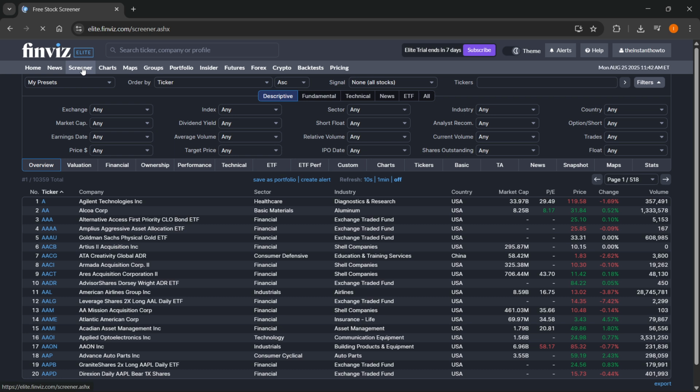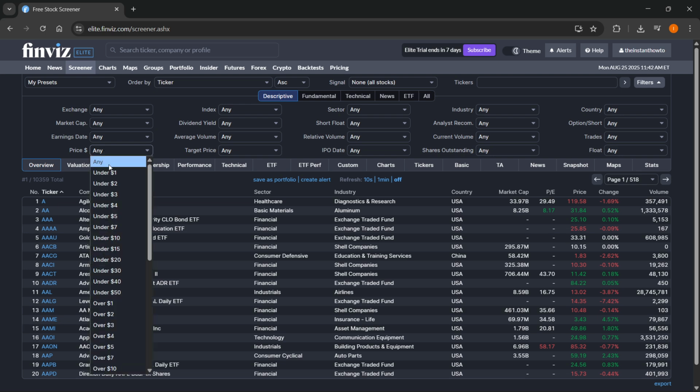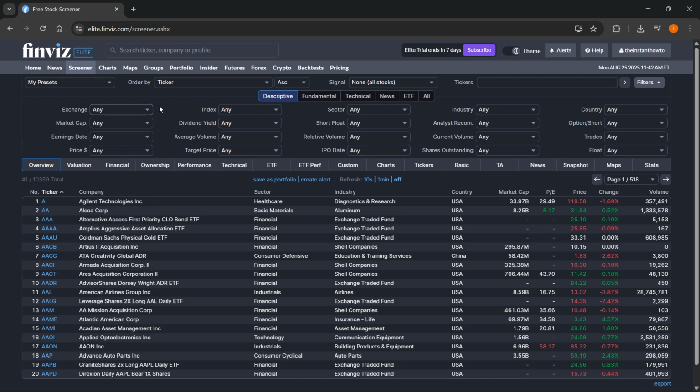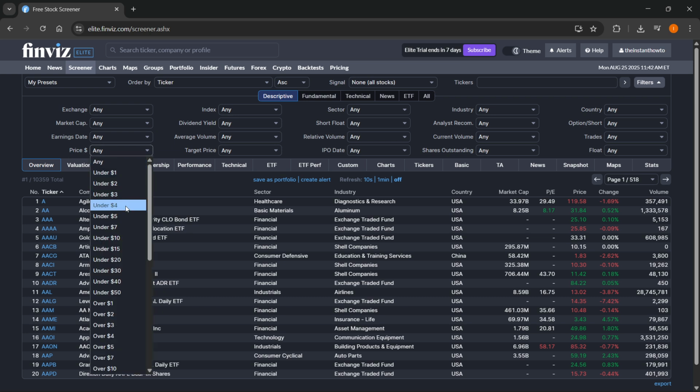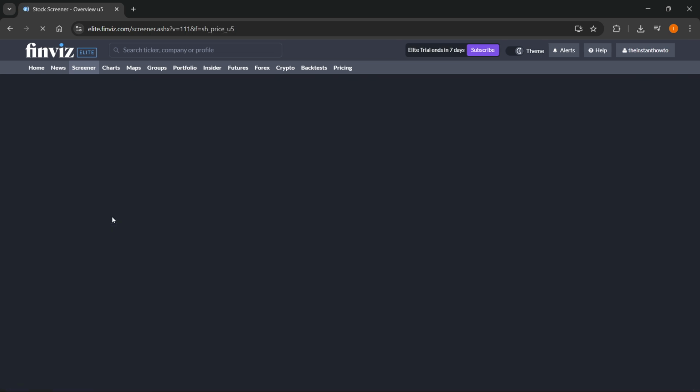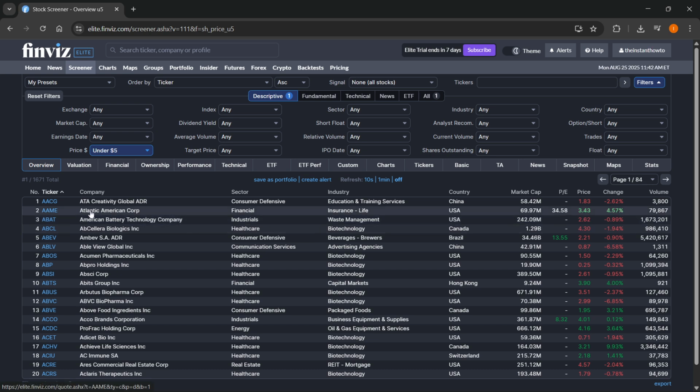And to actually find penny stocks, well, penny stocks usually are categorized as stocks that are basically shares of a company that are priced at less than $5. So you want to go over here under filters, it says price at the very bottom left. Click on where it says any and make sure you put on under $5. And over here, you'll be able to see these are all basically categorized as penny stocks.